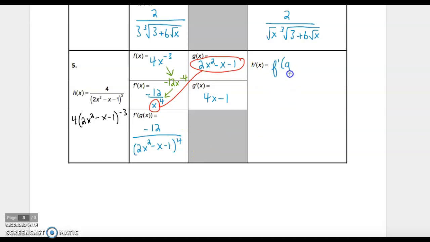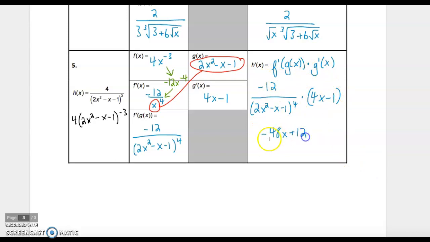Derivative of the outside, keep my inside the same, times the derivative of the inside. So this piece is here first, right? Negative 12 over 2x squared minus x minus 1 to the fourth. Then we multiply that by the derivative of the inside, which is 4x minus 1. And then we could multiply this on top, making sure to distribute our negative 12 to each piece. So your final answer could be negative 48x plus 12 over 2x squared minus x minus 1 to the fourth power. Whew, there we go.